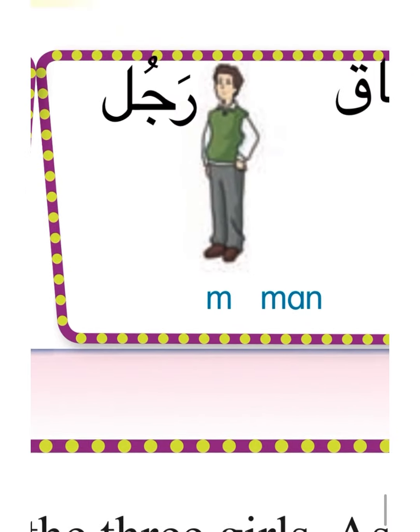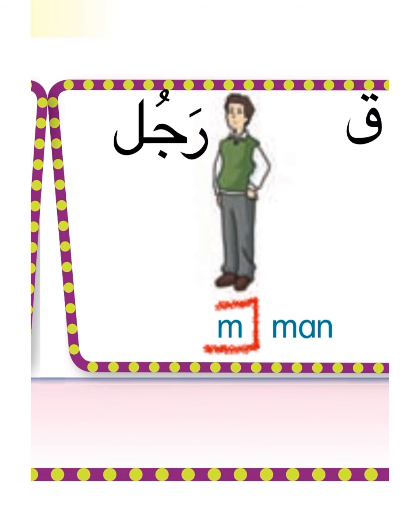Excellent. What about this? It's very easy. Who can tell me? Yes, Naif. This is the letter M. Excellent. M is for man. Man means رجل. M-A-N. Man. M is for man.